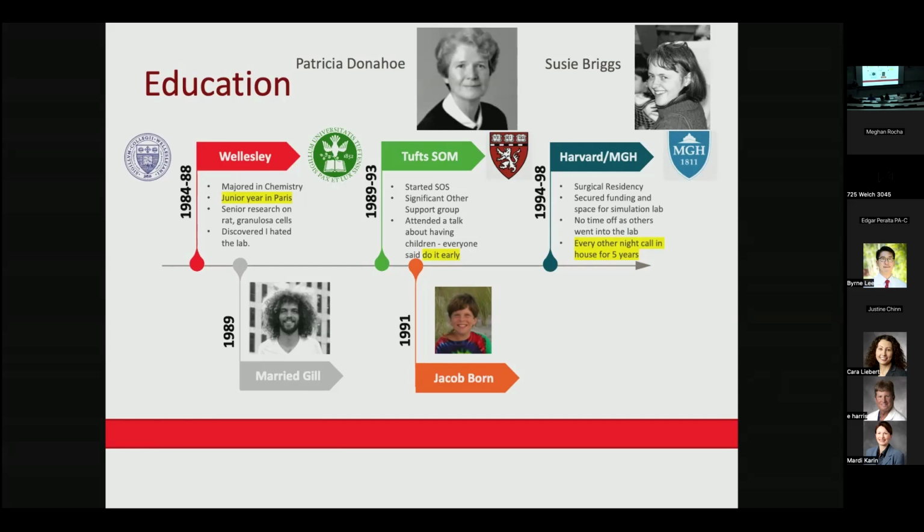And I went to MGH partially because Patricia Donahoe was there, and she's a very famous pediatric surgeon, for those of you who don't know her. She's still working at age 80 and still an incredible mentor. And Susie Briggs was there, who is a trauma and global surgeon who was also incredibly supportive of women in surgery. So we took every other night call for 5 years. I had a kid at home, as you know, and a husband. And then I had another baby a year before I graduated. So senior year, I got more sleep in the hospital, because it was in-house call then, than I did at home. And my poor husband endured raising a newborn alone.